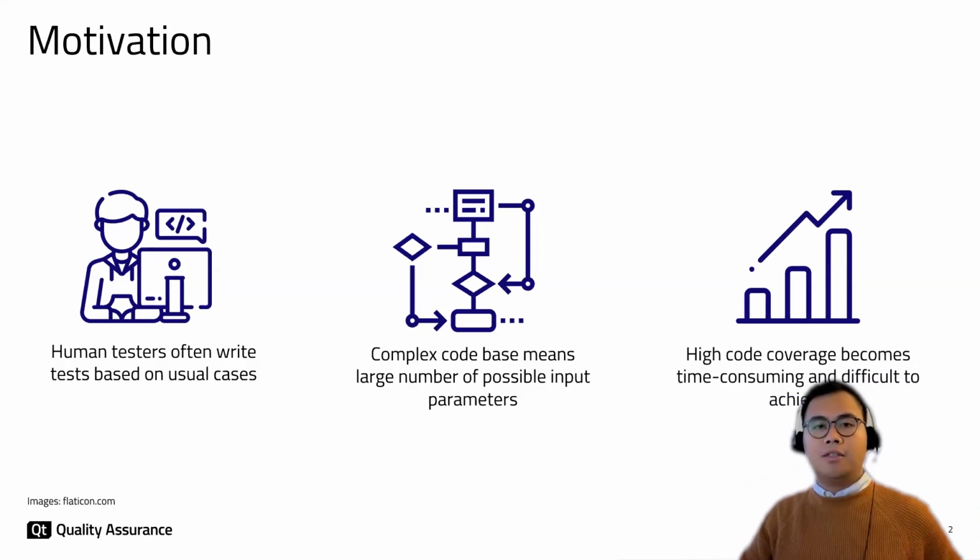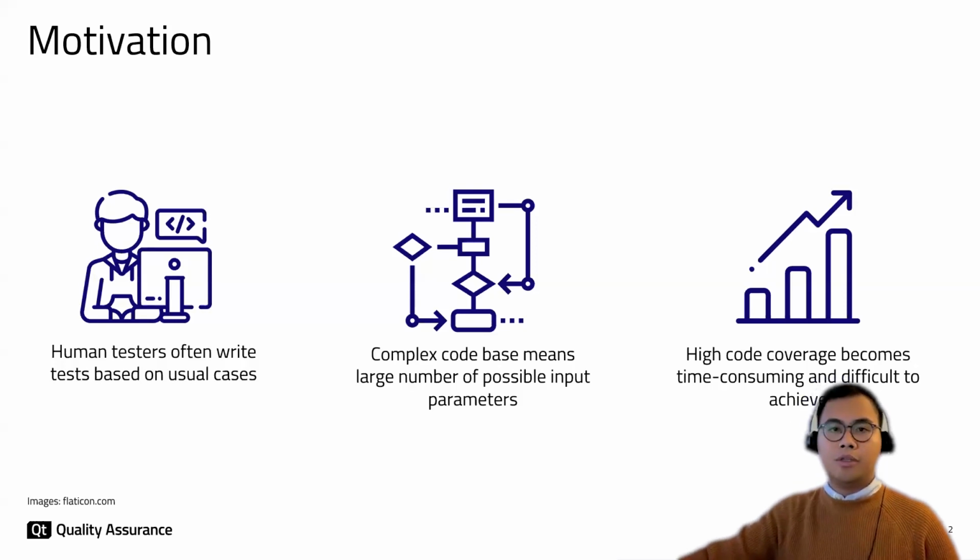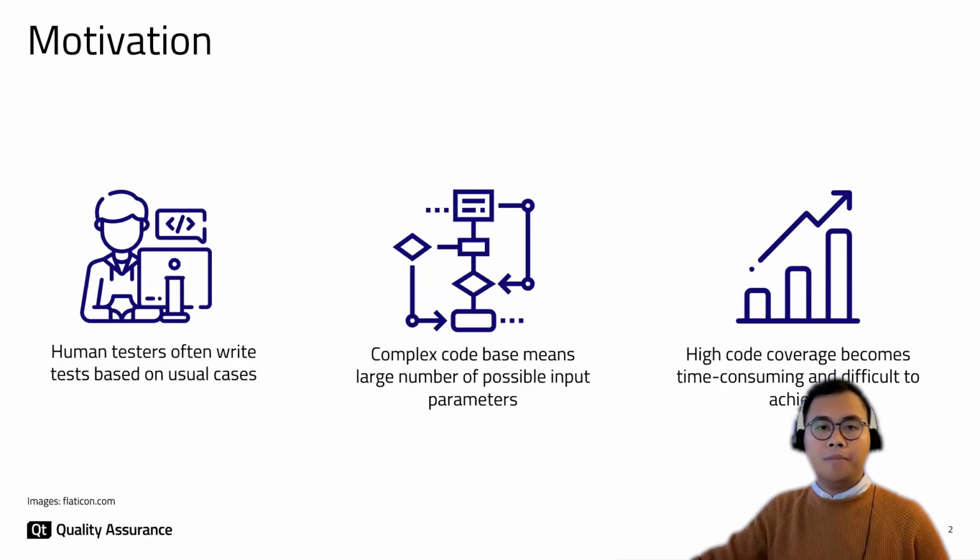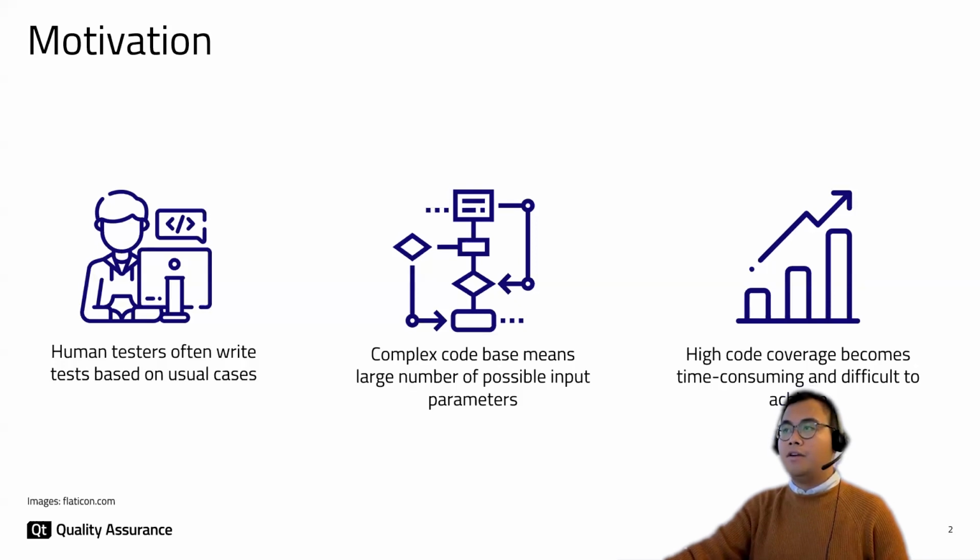And we know that many industries require a very high code coverage. Think about automotive, medical industry, defense. They all require that the products they produce are compliant to safety standards. And often one of those is a very high and sometimes even 100% code coverage. The complexity of the code base makes this goal of a high code coverage very time consuming and very difficult to achieve.